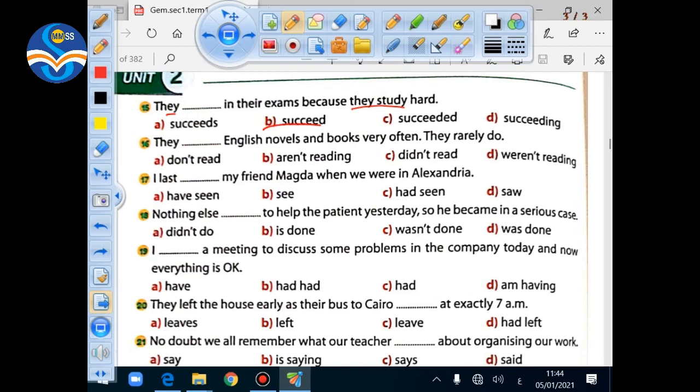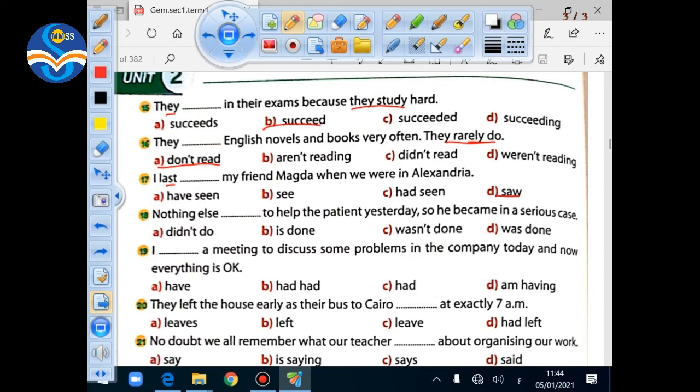They rarely read English novels and books very often. "Rarely" does, so that means that they don't read, negative form. I lost, plus it is a past simple. My friend Magda when we were in Alex, so it's going to be "so".